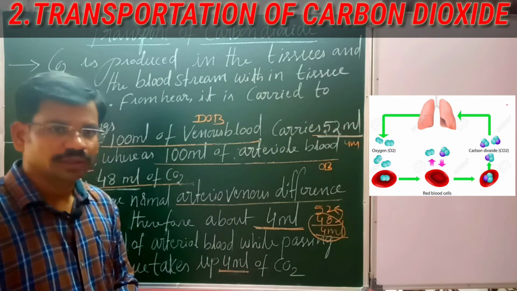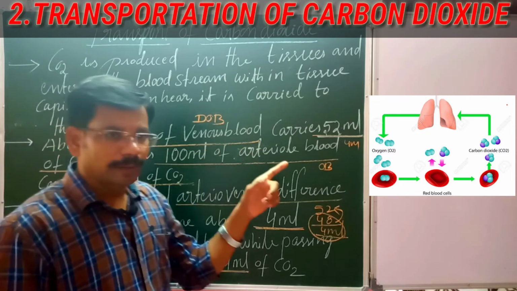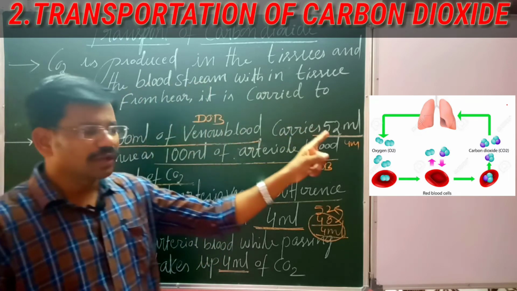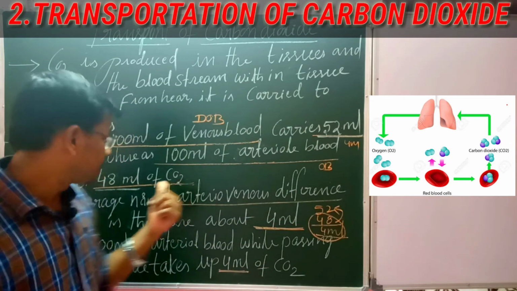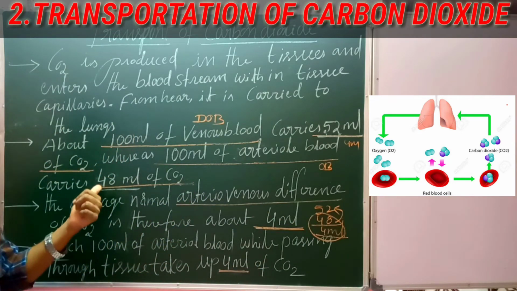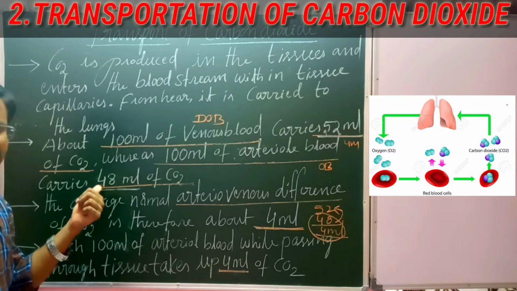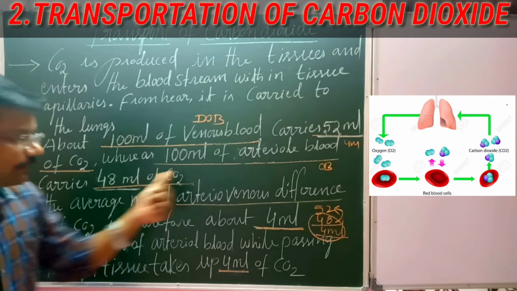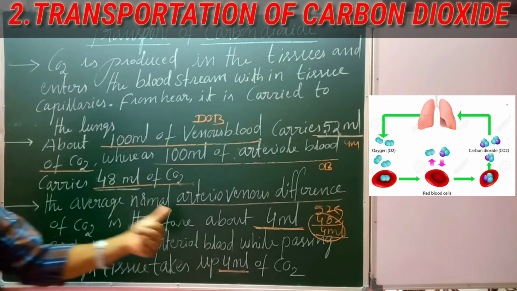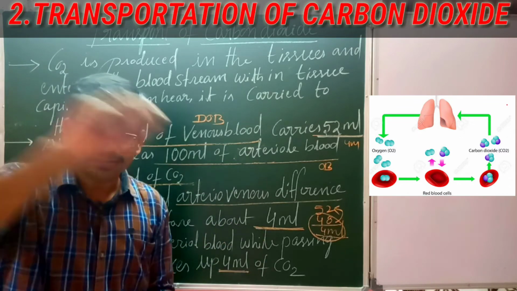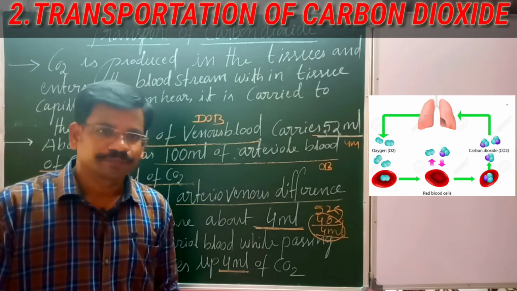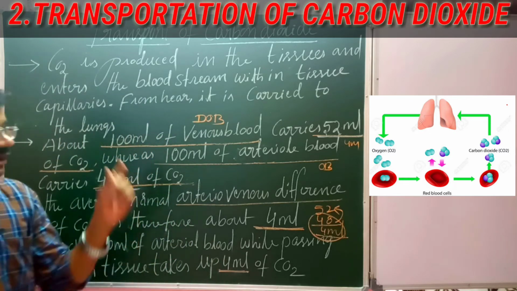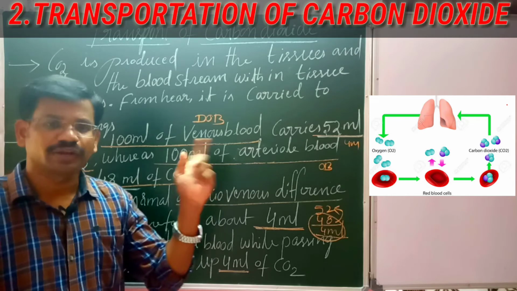Yes or no? Right? So here, 52 ml of carbon dioxide is transported through the venous blood and 48 ml of carbon dioxide already exists in the arterial blood. The difference between 52 and 48 is 4 ml. In each cycle 4 ml of carbon dioxide is picked up from the cells, right? So this is a major difference between the transportation of carbon dioxide and oxygen.